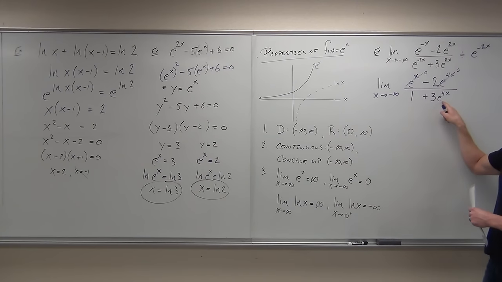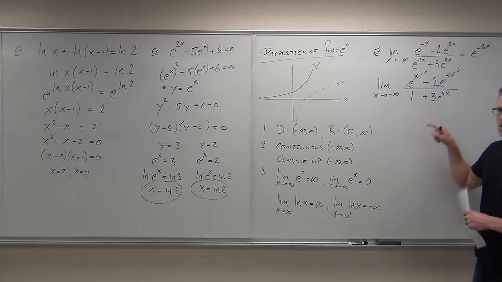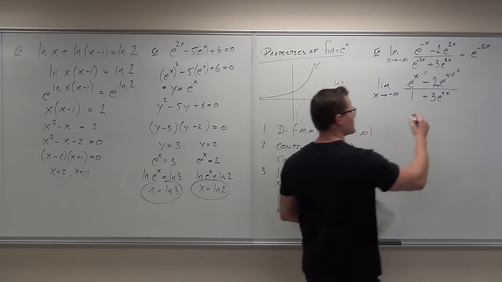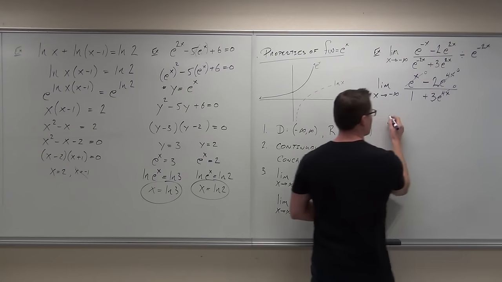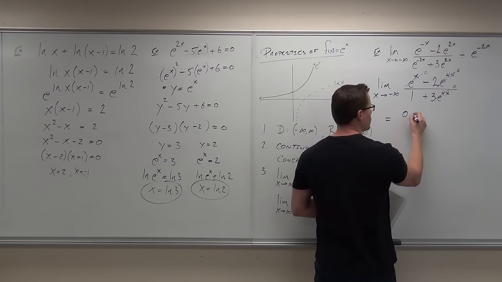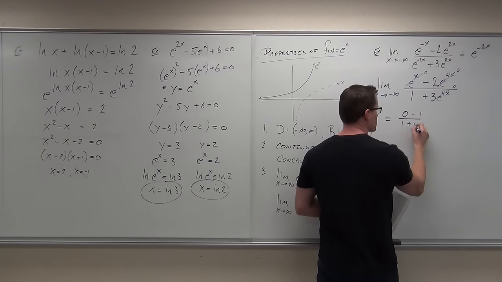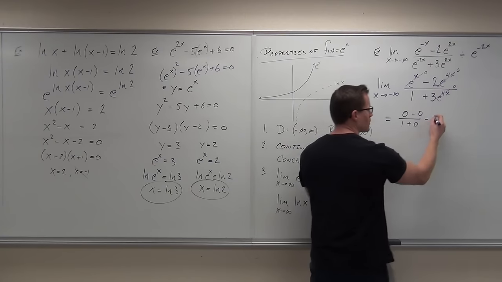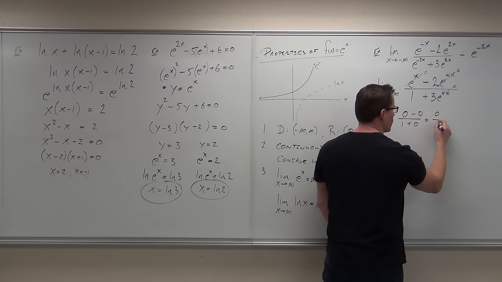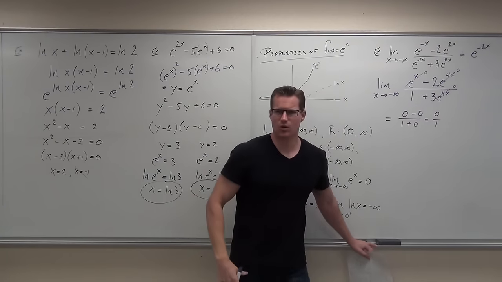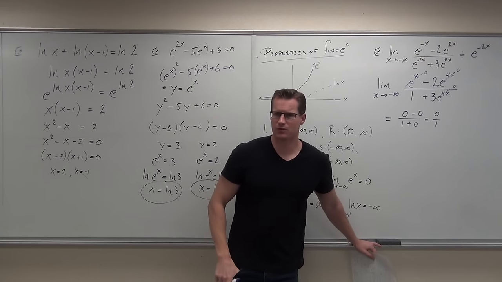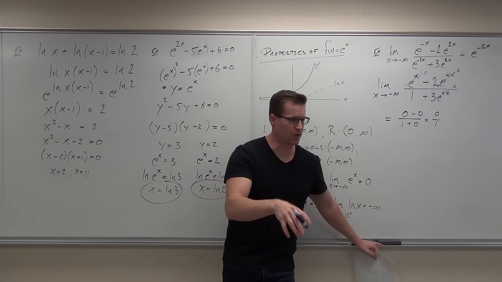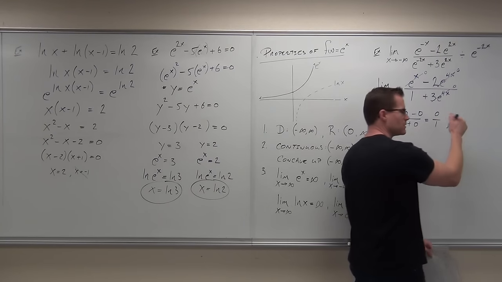Look at this. We have basically the same thing. How much is e to the 4x again as x approaches negative infinity? It's still 0. So practically we have 0 minus 0 over 1 plus 0. That's 0 over 1. Is it okay to have 0 over 1? Yes. Would it be okay to have 1 over 0? No. Okay, so that's why we divide by the largest power in the denominator, not the numerator. What's that give us? 0.